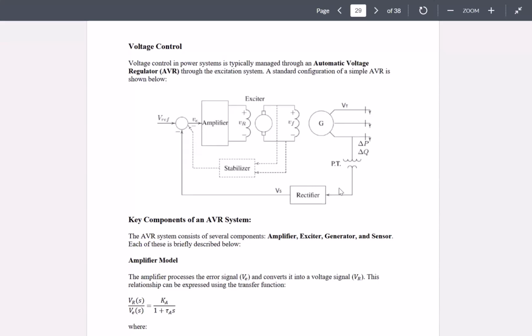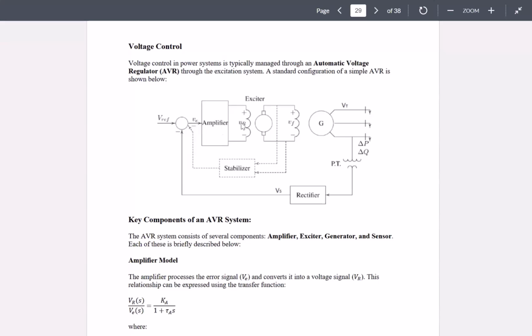So that's through the rectifier. We rectify that voltage after we're sensing that, and this becomes the sample of my voltage. I'm going to compare that with a reference voltage where I'm supposed to be at, and then the error would be this VE, the error in the voltage.